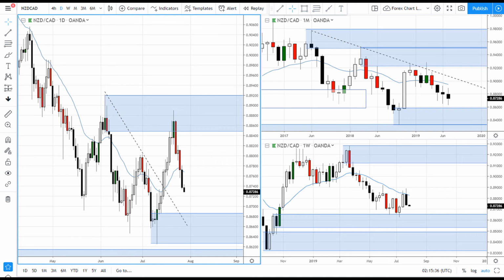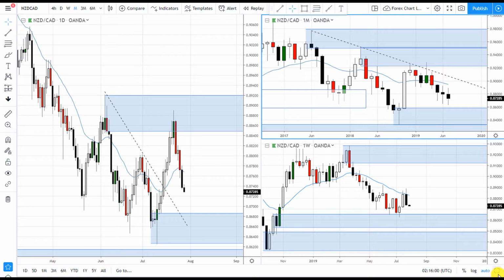Today we're going to take a look at some charts and see where we can identify supply and demand order flow and trade it for income. Let's take a look at the New Zealand CAD and see if we can find supply and demand levels, or at least get a bias of what's going on.